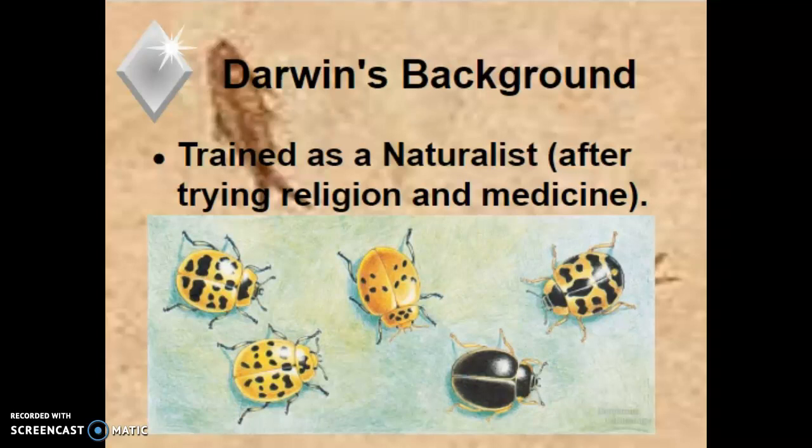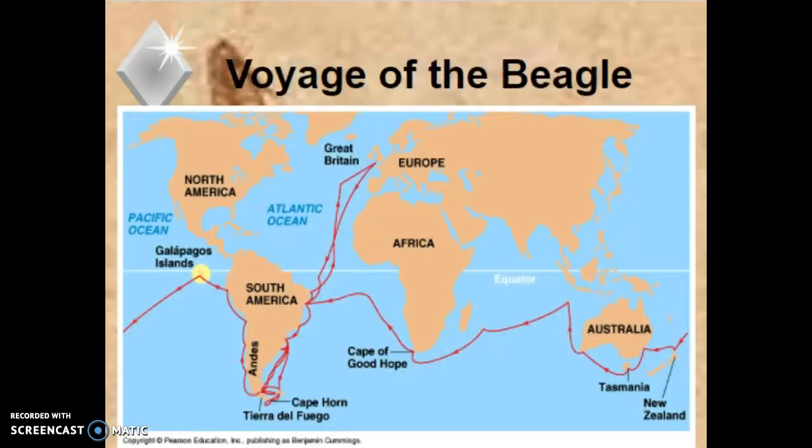There's a story that Darwin fainted the first time he saw blood as a surgery student, and then he also went to school to be a priest and kind of flamed out there as well. And so he got an opportunity to take a trip on this boat. They were looking for a naturalist to catalog specimens.